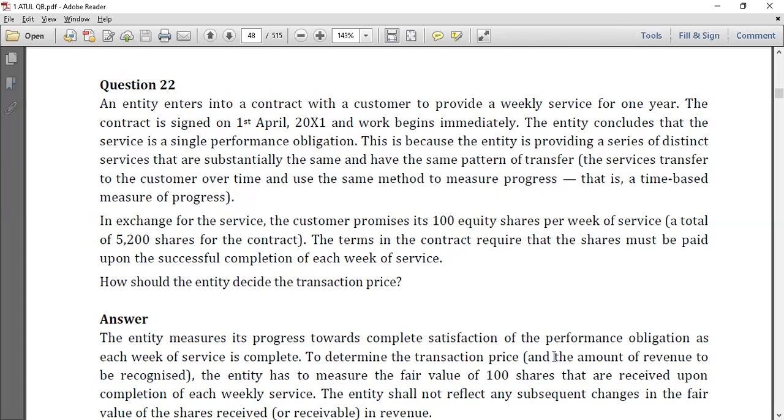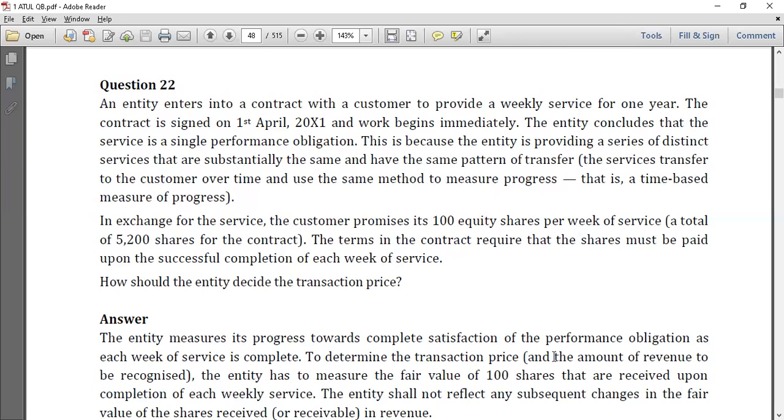Now, how will you decide the transaction price, because your fair value keeps on changing? I can say that here the 100 equity shares will be recorded at fair value upon the completion of each weekly service, and you need not reflect any subsequent changes in the fair value of shares thereafter. If in future the value of shares is changing, you need not reflect any subsequent changes that happen. That is, you take the fair value as on the date of issuing the shares, that is, on the date upon completion of a weekly service. Then only you'll give shares.